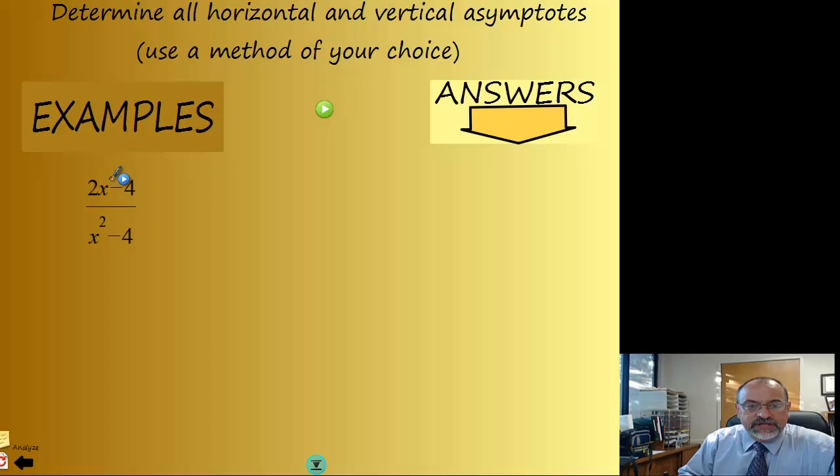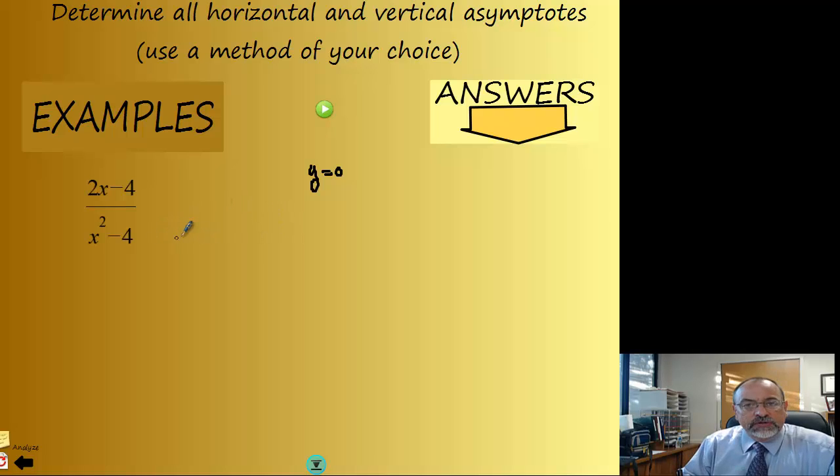So the degree of this is a 1. We're looking at the highest exponent of the variable. So this is a first degree in the numerator, a second degree in the denominator. Because the numerator degree is less than the denominator degree, my asymptote is at y equals 0. So my end behavior or horizontal asymptote is at y equals 0.